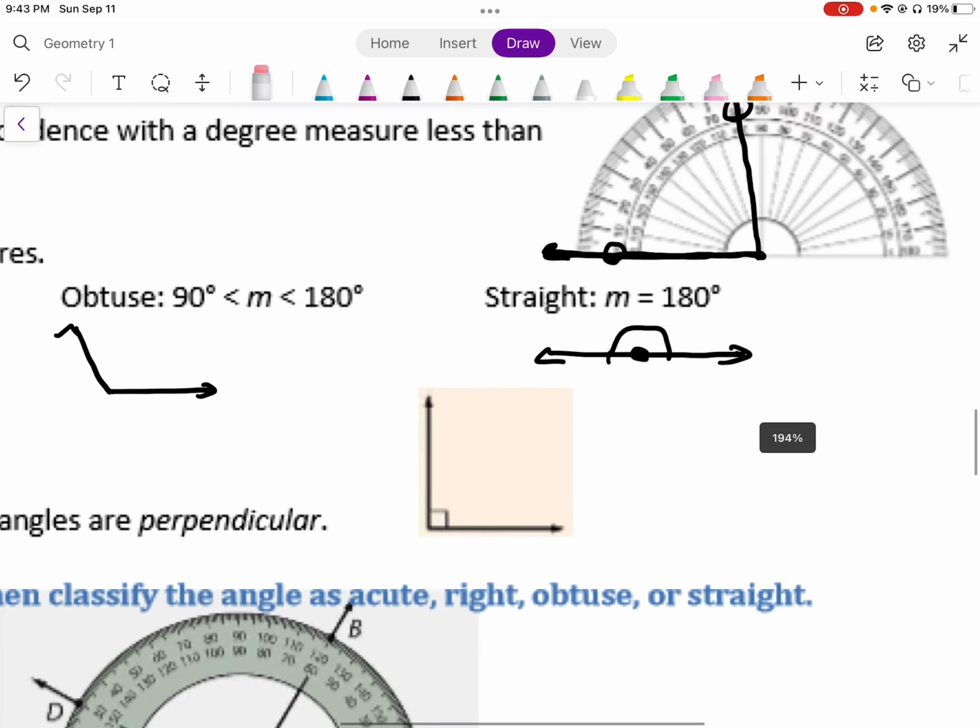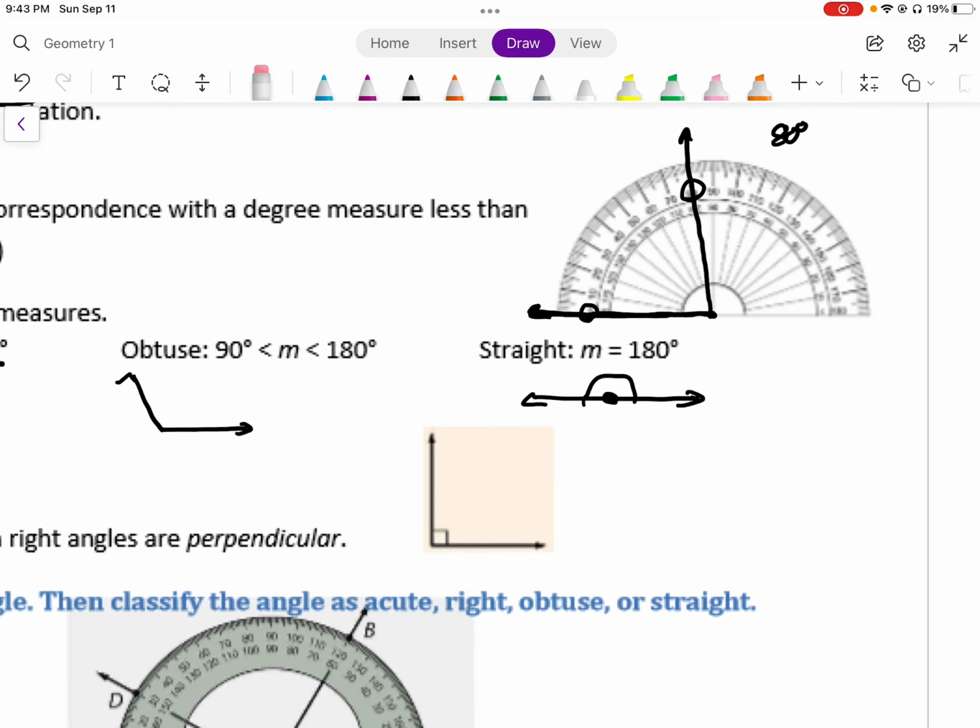Make sure you use the correct part of the protractor, the inner part or the outer part. Now you should be able to figure that out by looking at it. You should be able to tell, hey, this is an acute angle.